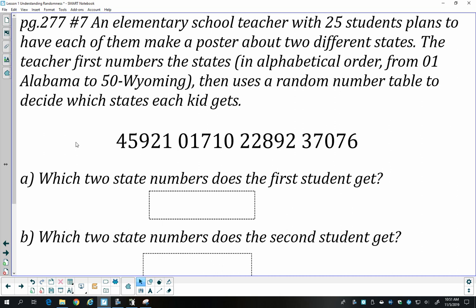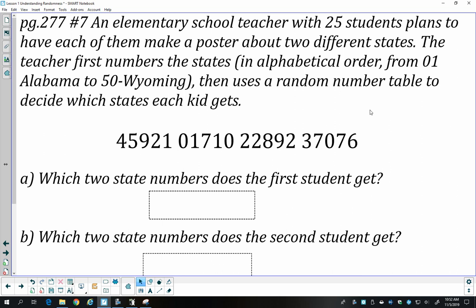So here's how we would use that in context. Take a second and read this. This is number 7 from page 277. In order to randomly assign states to these students in this elementary school to do a poster about, we've assigned a number to each of the states. They just did it in alphabetical order, assigning two-digit numbers 1 to 50.